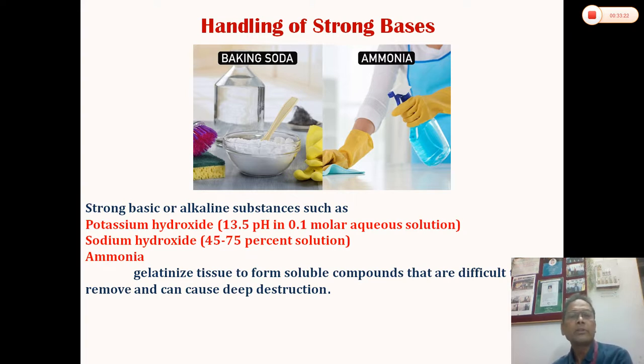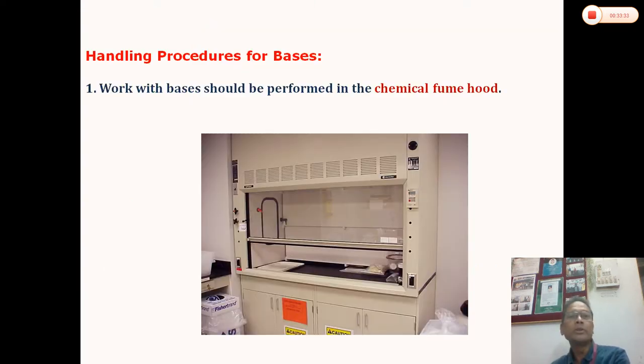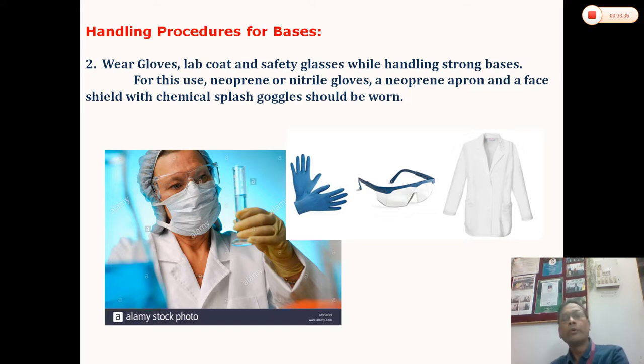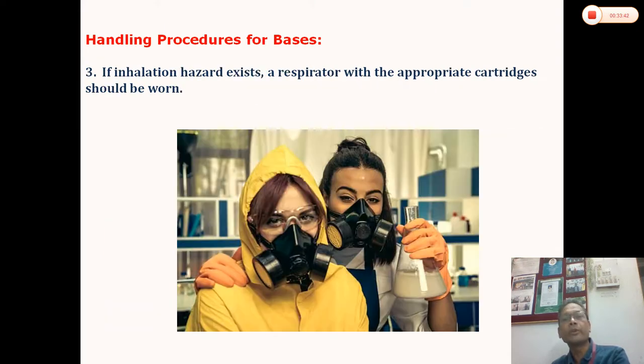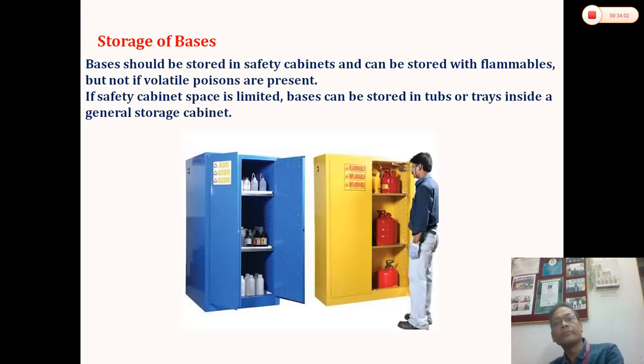Because of their high pH, they damage our skin, and for that we have to take the same precautions as for acids. That means you have to use a chemical fuming hood, wear gloves, and use the utensils as discussed in the case of strong acids. Sometimes inhalation may be toxic, so you have to use this type of utensils. An inhalation hazard exists. A respirator with an appropriate cartridge should be worn.